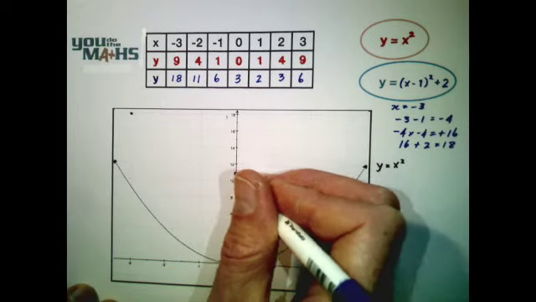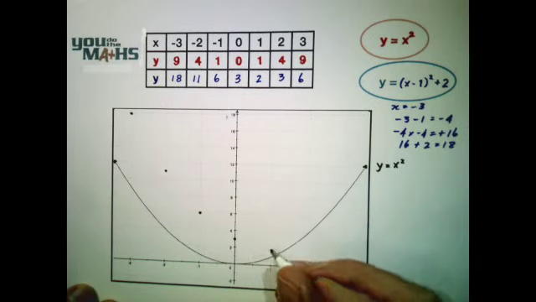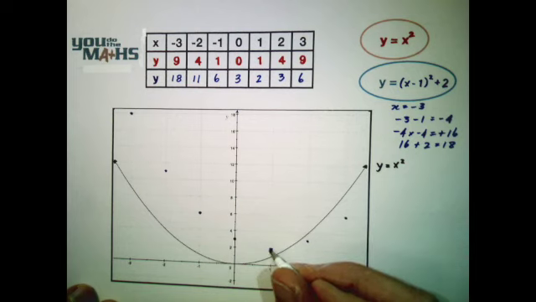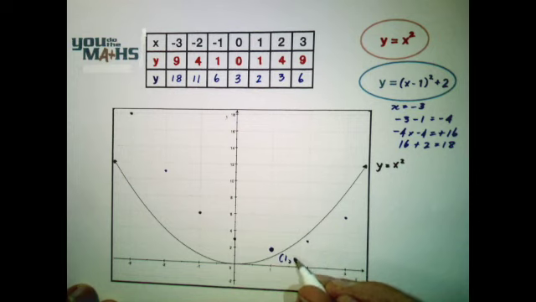We can plot those points on the table quite quickly as we did beforehand. So we can see a parabola taking shape here, but what's of significance is that point, which is the turning point or lowest point on the graph, is the point 1, 2. And that ties in with the equation y equals x minus 1 all squared plus 2.